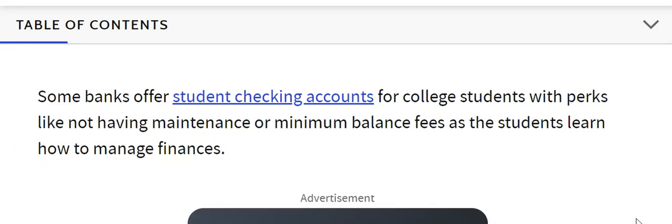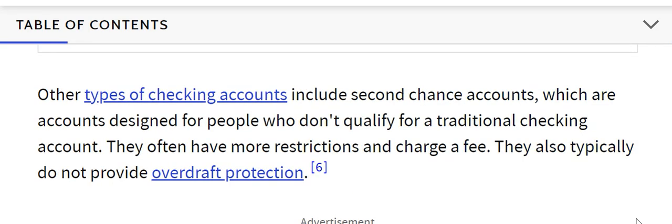Some banks offer student checking accounts for college students with perks like not having maintenance or minimum balance fees as the students learn how to manage funds. Other types of checking accounts include second chance accounts, which are accounts designed for people who don't qualify for a traditional checking account. They often have more restrictions and charge a fee. They also typically do not provide overdraft protection.